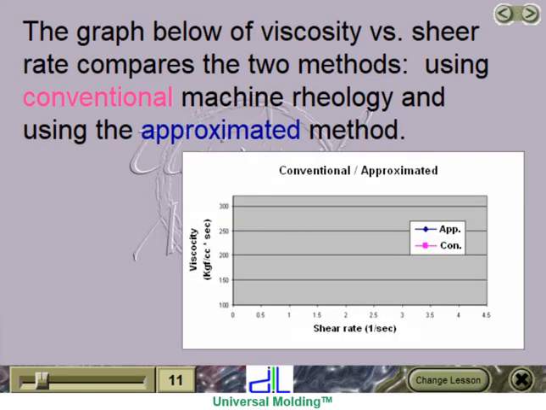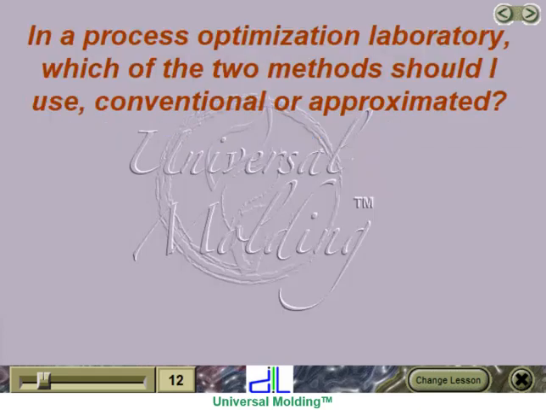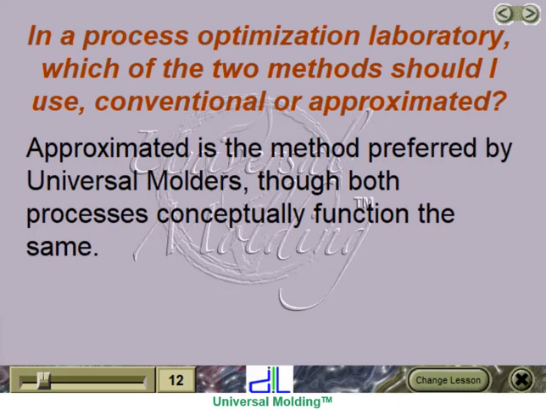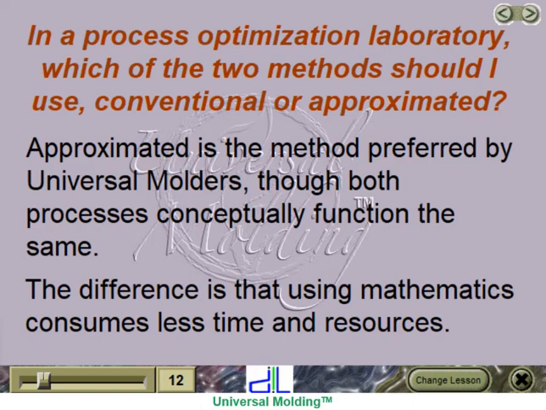The graph below of viscosity versus shear rate compares the two methods, using conventional machine rheology and using the approximated method. In a process optimization laboratory, which of the two methods should I use, conventional or approximated? Approximated is the method preferred by universal molders, though both processes conceptually function the same. The difference is that using mathematics consumes less time and resources.